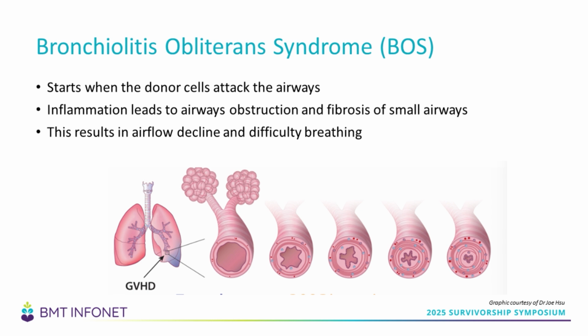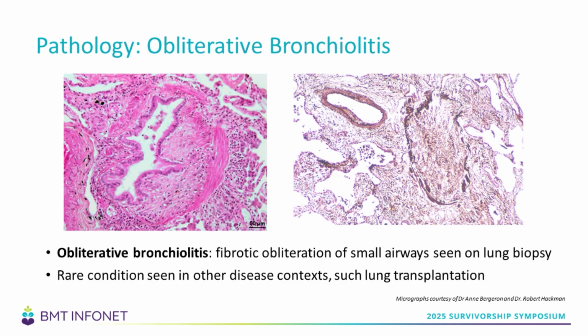So bronchiolitis obliterans syndrome, or BOS, starts when your donor cells attack the airways. This inflammation leads to obstruction of the airways and fibrosis, which then results in airflow decline, meaning it's harder for air to be expelled, and hence difficulty breathing. The pathology is something we call obliterative bronchiolitis.